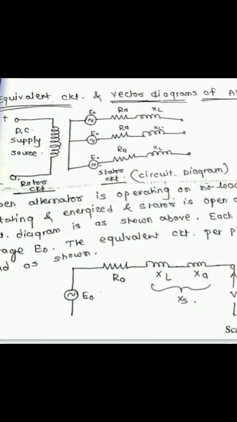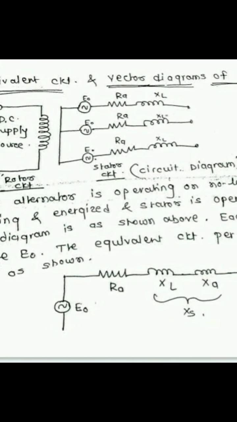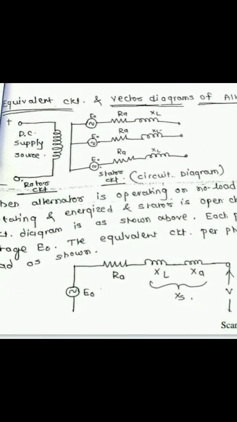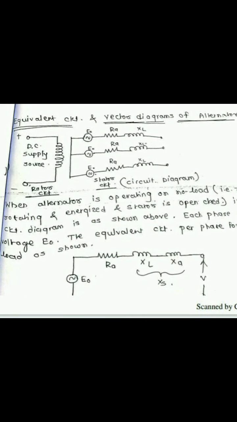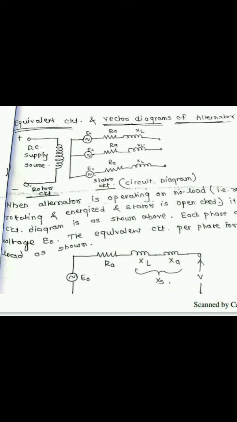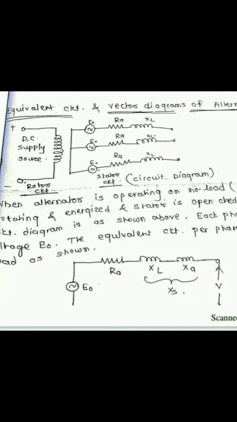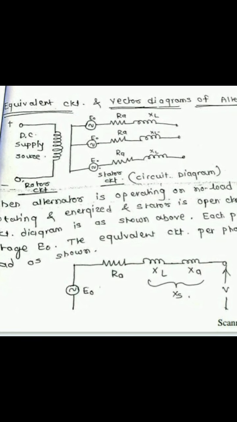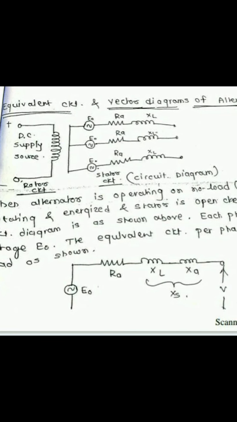When an alternator is operating at no load, the rotor is rotating and energized, and the stator is open circuited. That circuit diagram is shown above. As shown in the diagram, this is the rotor circuit of the alternator and this is the stator circuit of the alternator. For the rotation of the rotating magnetic field, we want to give a DC supply source to the rotor circuit. Sometimes it is called the excitation circuit. So this is the rotor circuit, supplied by the DC supply, which is called the exciter.